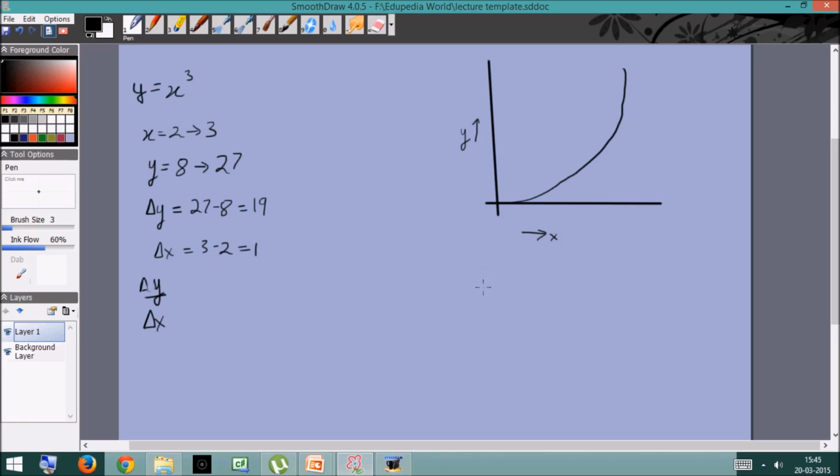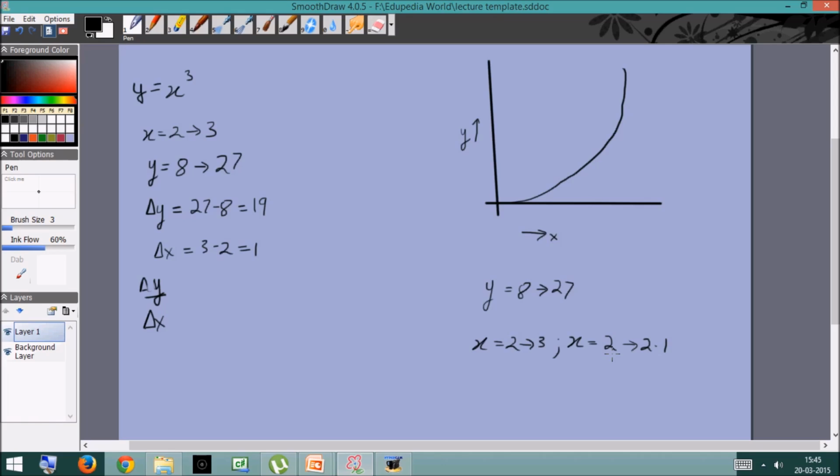Let's say there are two functions in which y goes from 8 to 27. In the first function, which is x cube, x goes from 2 to 3. But there's another function in which y goes from 8 to 27 and x goes from 2 to 2.1. Even though the change in y in both cases is the same, the change is occurring in the second case when we change x by 0.1, while it's occurring in the first case when we change x by 1.